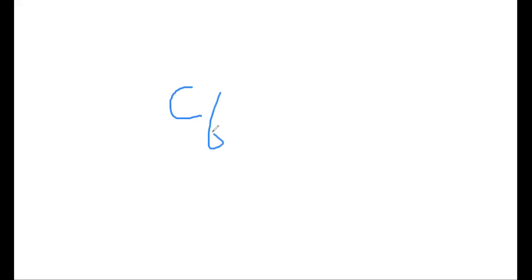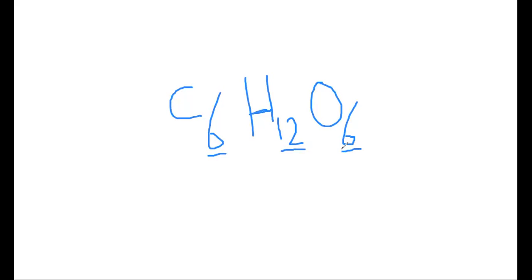Another example. Do you know what this is? It's glucose, a sugar. This sugar is made by plants, by photosynthesis. It is made up of 3 types of elements, or 3 types of atoms: carbon, hydrogen, and oxygen. For each, how many atoms of carbon? 6. How many hydrogen atoms? 12. Oxygen atoms? 6.